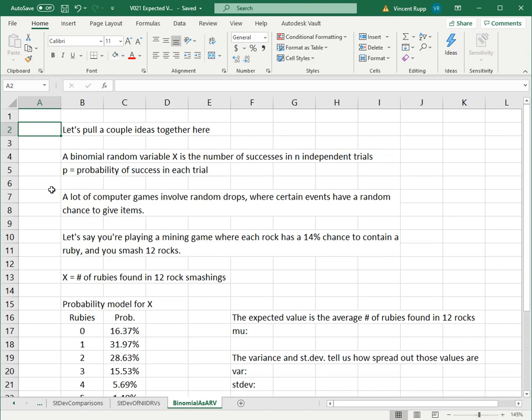An example of this: a lot of computer games involve random drops, where certain events have a random chance to give items. So maybe you're playing a mining game where each rock you smash has a 14% chance to contain a ruby, and you're going to smash 12 rocks. So you have a fixed number of trials, n equals 12. Each one independently has a 14% chance to contain a ruby. So then x is the number of rubies found in 12 rock smashings. That would be a binomial random variable.